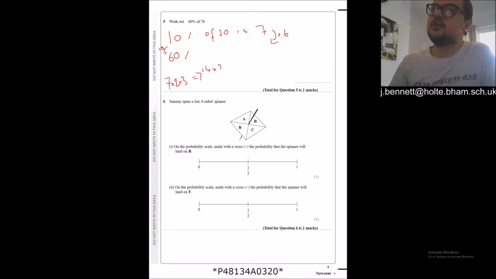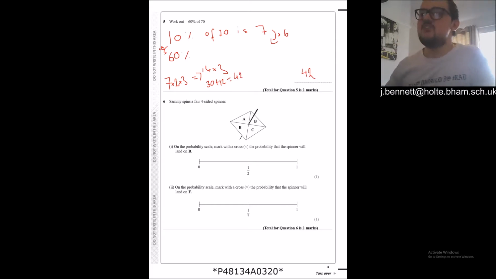14 times 3. You can split that up into 10 times 3, which is 30, plus 4 times 3, which is 12. That gives you 42. So our answer is 42. And we've worked that out.